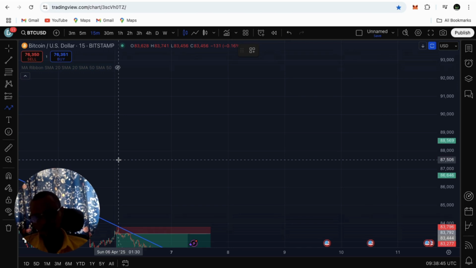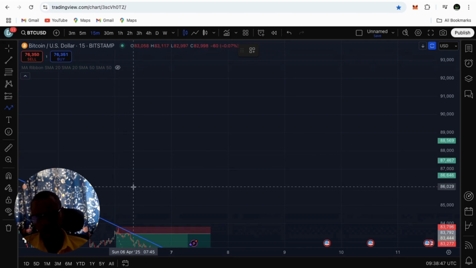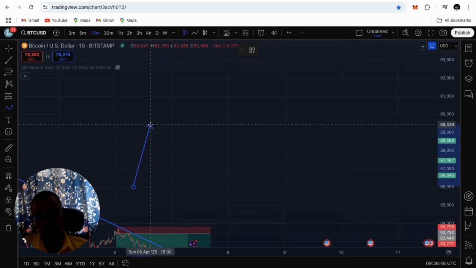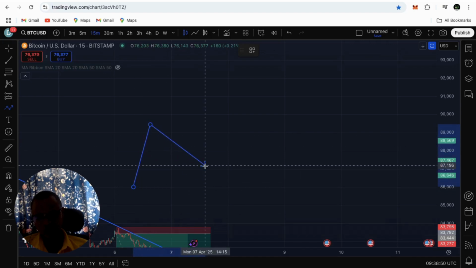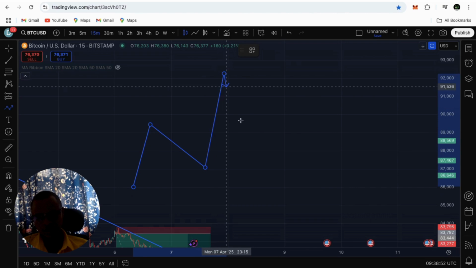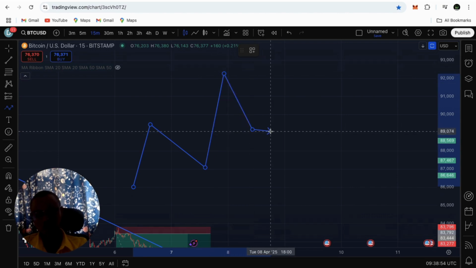Now, this is exactly what I'm talking about. Gold tends to move in this direction. It goes up like this, comes down, makes another one like this, and goes another one like this. This is how gold and Bitcoin always tend to move, no matter how they trend.